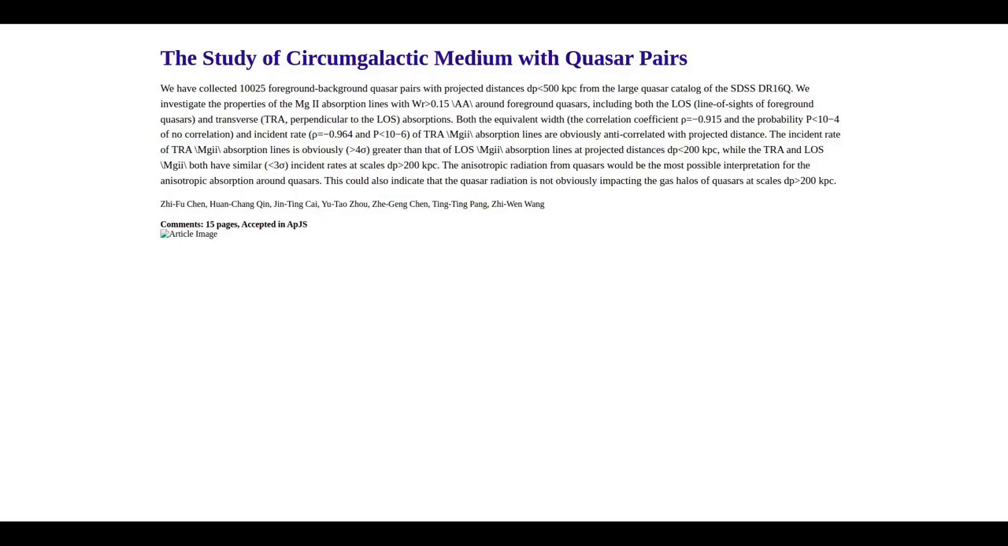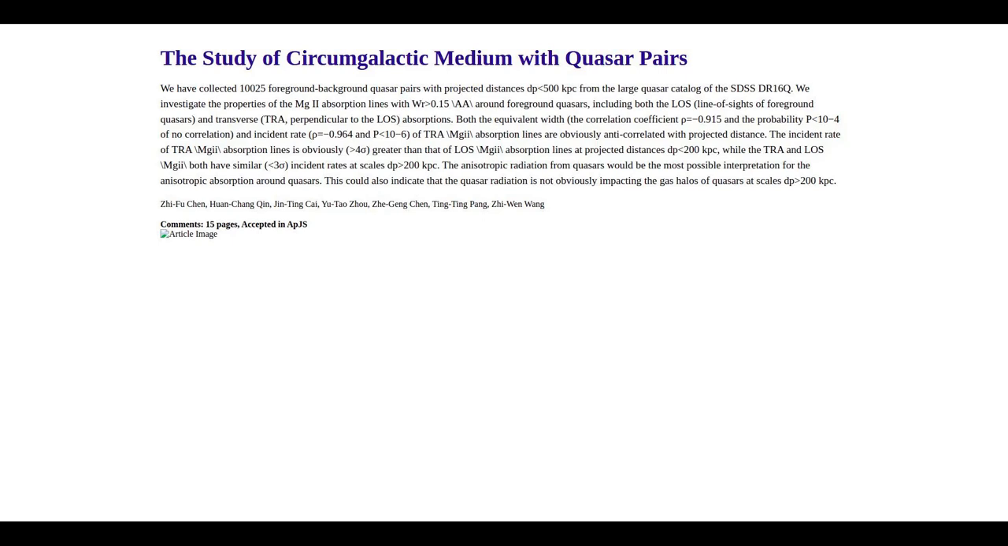Next article. The study of the circumgalactic medium with quasar pairs. We have collected 10,025 foreground-background quasar pairs with projected distances dp less than 500 kpc from a large quasar catalog of the SDSS DR16Q. We investigate the properties of the Mg II absorption lines with W_r greater than 0.15 around foreground quasars, including both the loss and transverse absorptions.